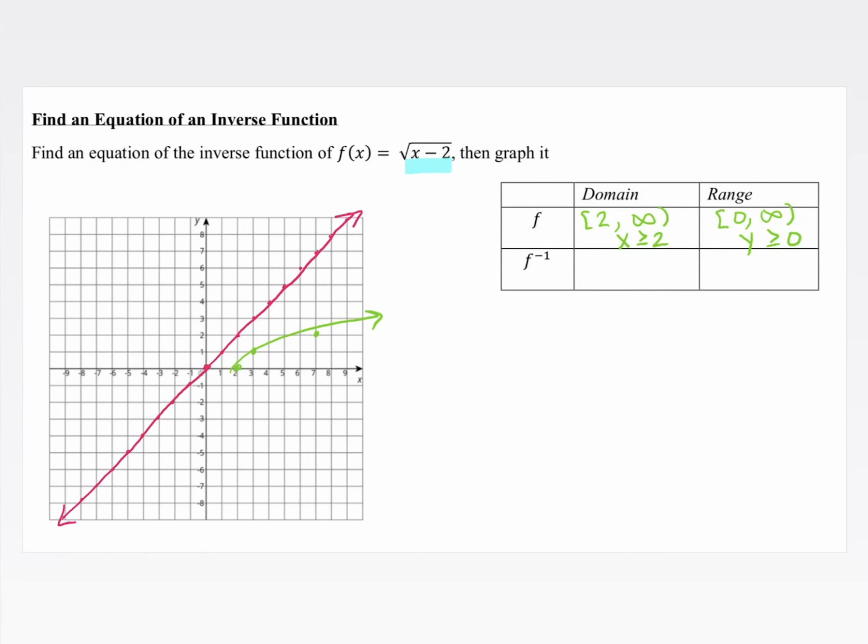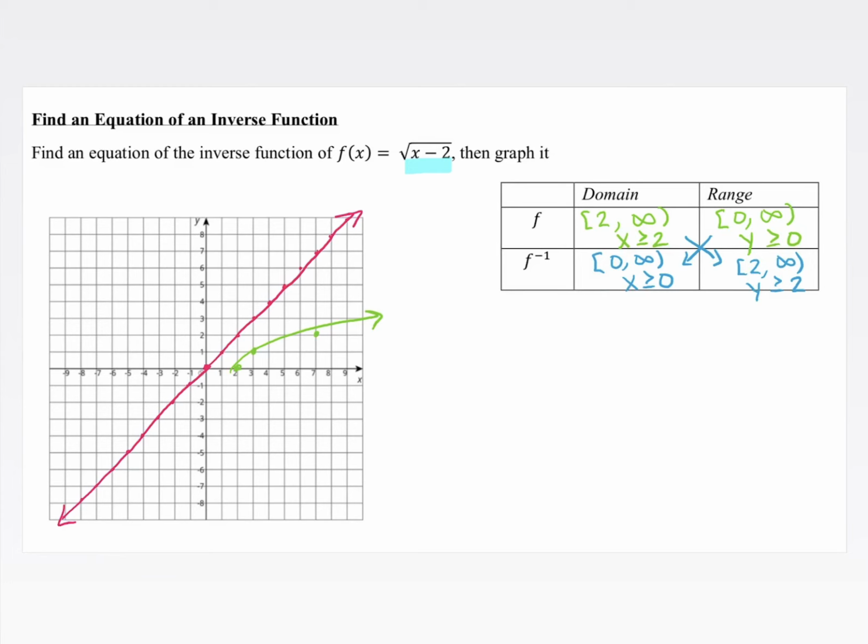Now for our inverse function, remember our domain and range is going to switch, and then we're going to see if this actually is a function or if it's just going to be a relation. So we're going to swap these. And remember, when we swap, our variables are also going to swap. Domain always deals with our x variables, range always deals with our y variables. So for the inverse, the domain is going to be from 0 to positive infinity. In other words, x is greater than or equal to 0. And for our range, it's going to be from 2 to positive infinity. In other words, y is greater than or equal to 2.